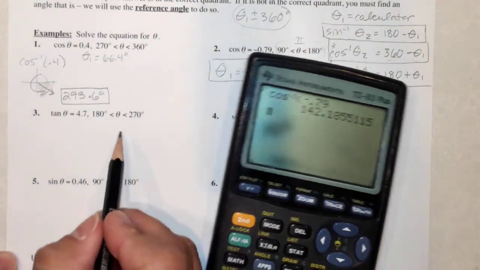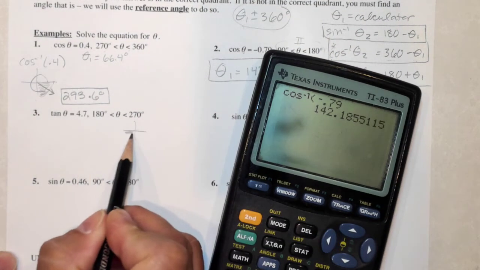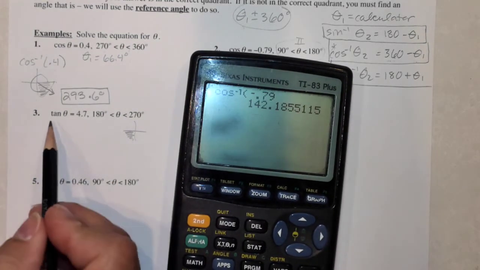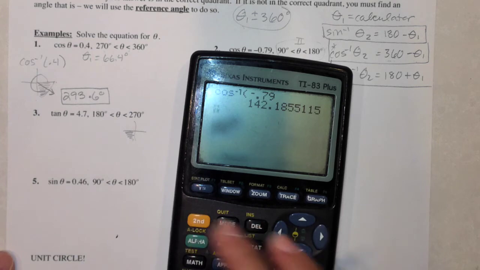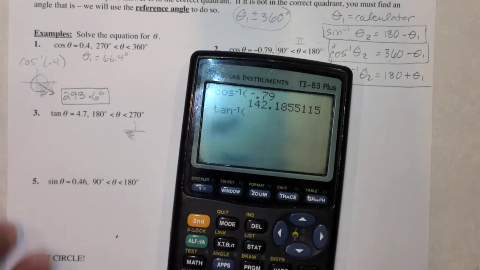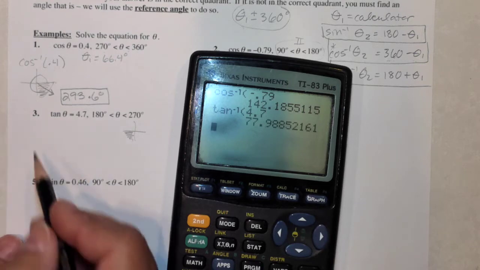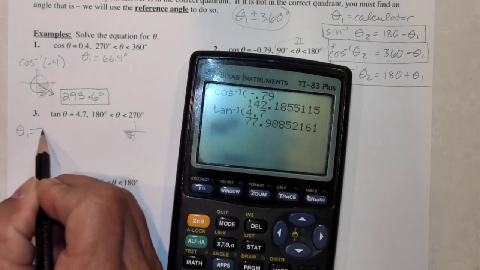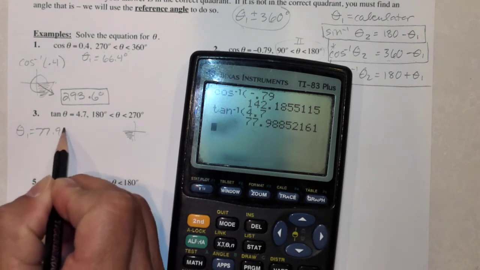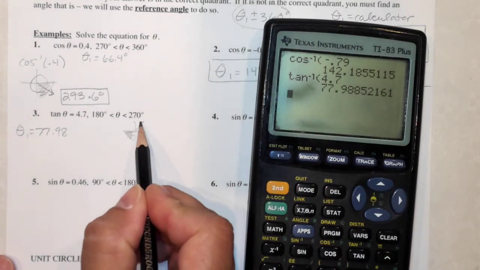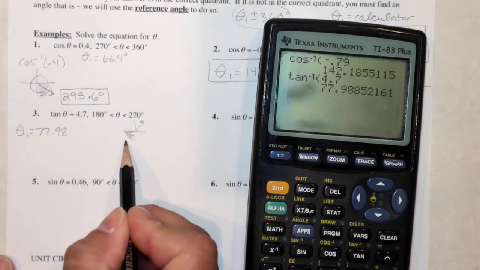So how about here? Between 180 and 270 is going to be in quadrant 3. So let's take a look and see. Now this one's a tangent. So if I do inverse tangent, and I'm looking for it to have a value of 4.7, then that tells me off my calculator that I'm getting 77.98, so about a 78 degree angle, but that's not in the right spot. 77 degrees is over here somewhere, and I want something over here.